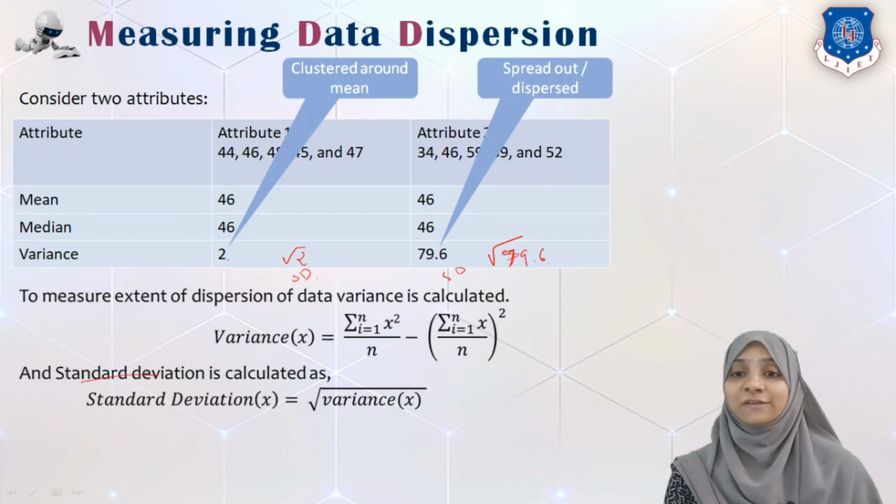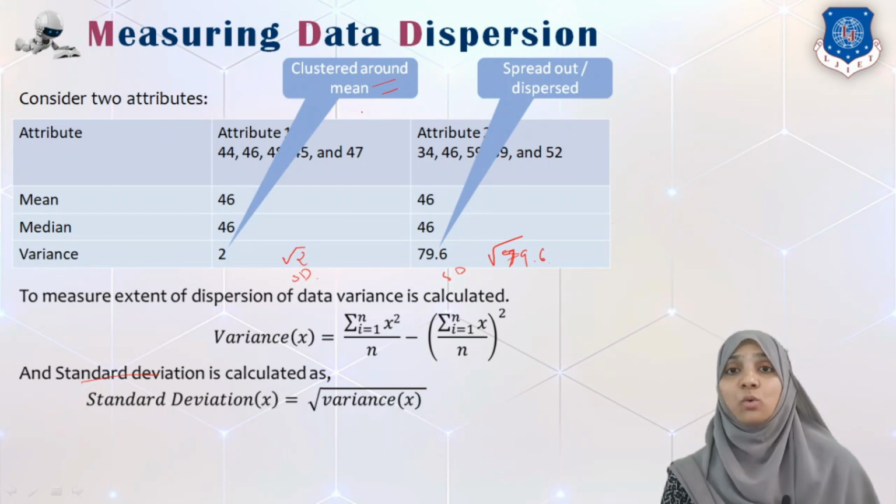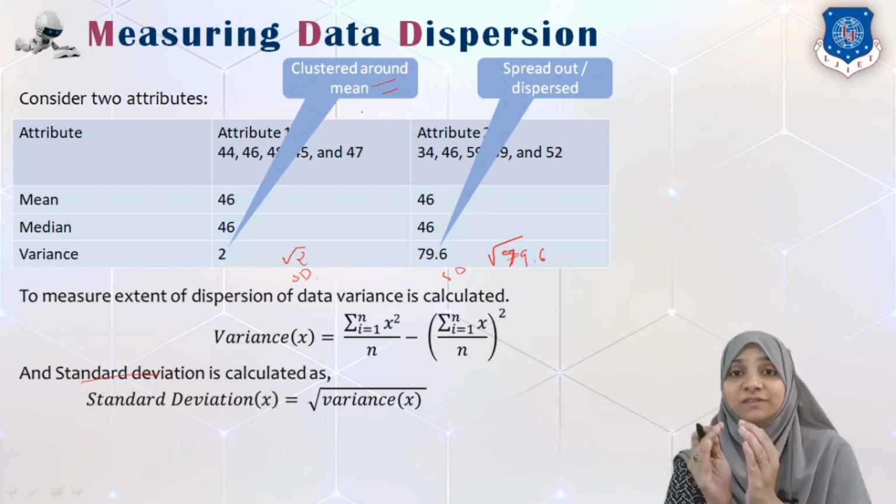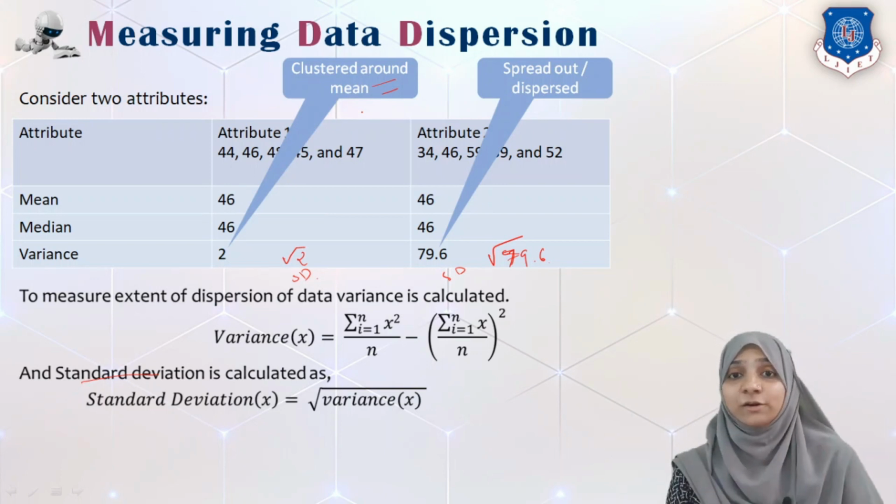Alright, so variance and standard deviation give the clustering around the mean. How are attribute values clustered around the mean? Are they close to the mean, or are these values spread over the mean?